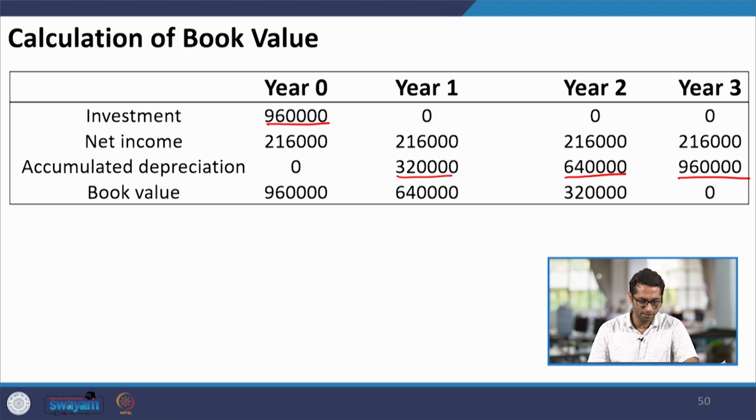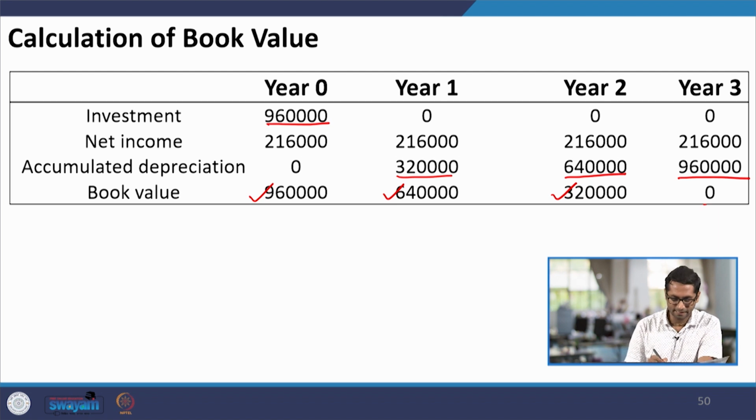If I consider the book value, it would be the total 9,60,000 in the year 1. I subtract the depreciation for the year 1, and this would come out to be 6,40,000 at the end of year 1. And then at the year 2 I subtract 3,20,000 from it, which brings me to 3,20,000, and finally the book value would be 0 at the end of 3 years because all the value has depreciated. If I talk about the income, it would be constant for the total 4 years, which would be 2,16,000 or so.